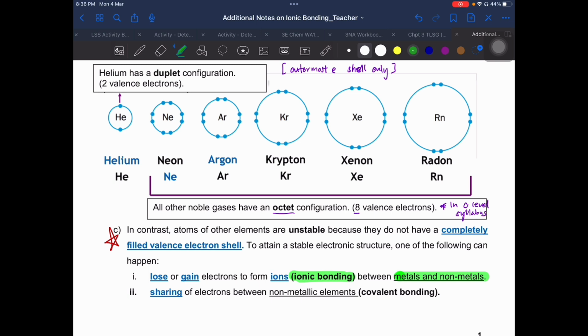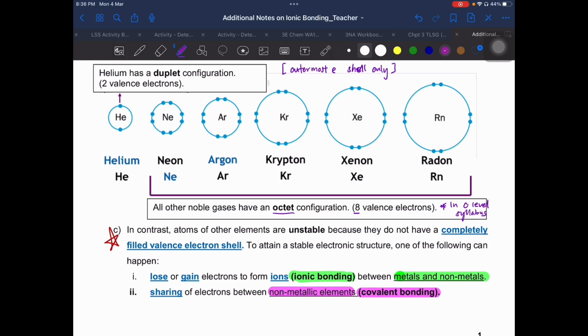If you recall your periodic table, you can know where the metals are and where the non-metals are. The other one, which you'll learn in a later chapter, is the idea about sharing of electrons. Sharing of electrons is what we call covalent bonding, and covalent bonding only happens between non-metallic elements.